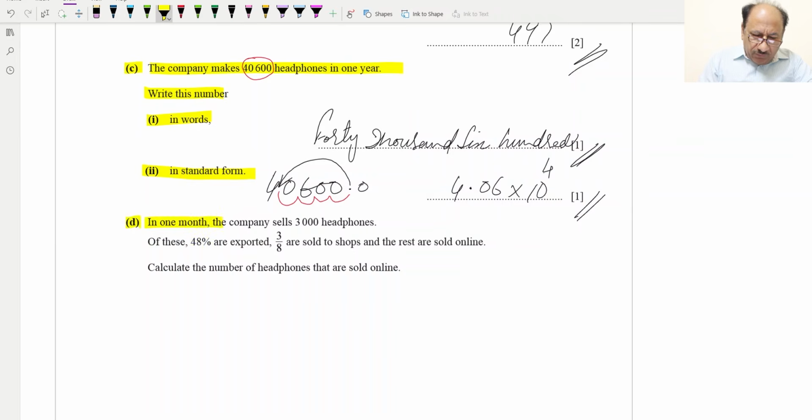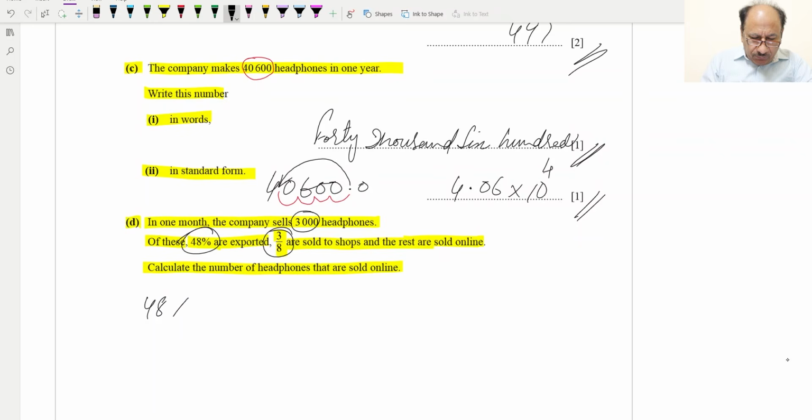Now part D. In 1 month the company sells 3000 headphones. Of these, 48% are exported, 3 by 8 are sold to shops, and the rest are sold online. Calculate the number of headphones that are sold online. So we have to calculate these two amounts, 48% and 3 by 8, and then subtract them from 3000, and that will be the online selling.